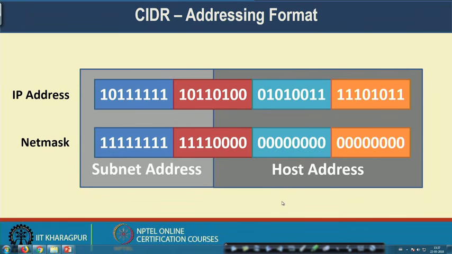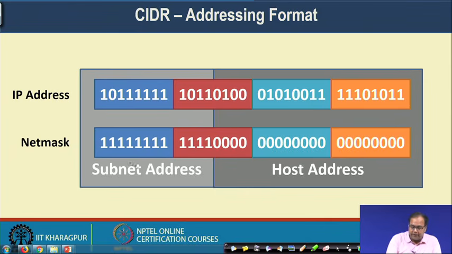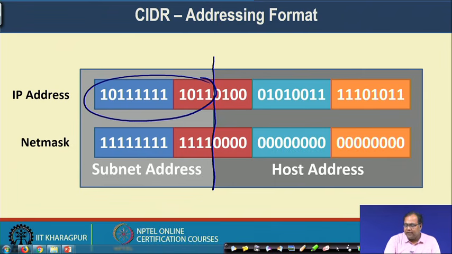We have looked into this basic addressing format in CIDR. You have an IP address and a corresponding subnet mask. The subnet mask determines how many bits there are in your network IP field. So, in this particular example, the first 8 plus 4, that is 12 bits, are your network IP, and the remaining bits are for the host address. So, this gives your subnet boundary. These bits are for your subnet IP, and the remaining bits identify the host inside that particular subnet.